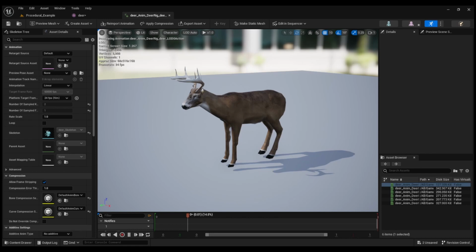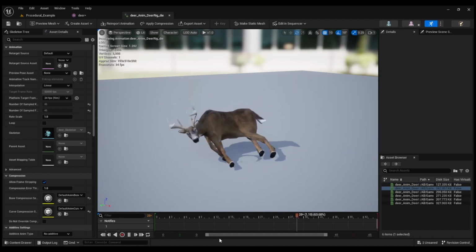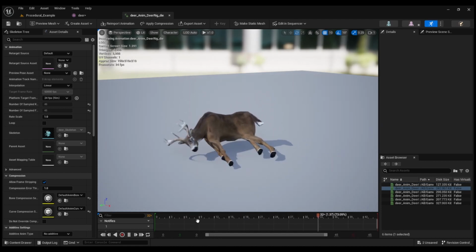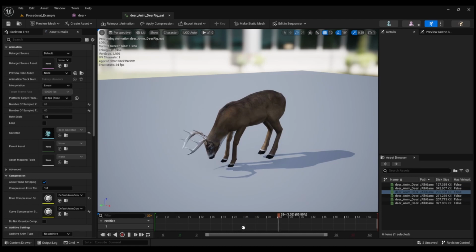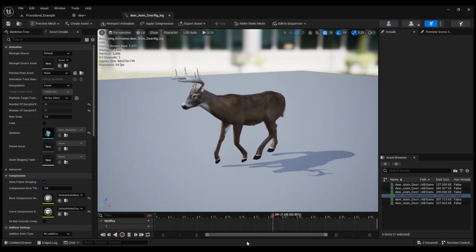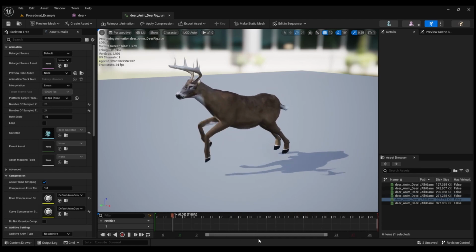At any rate, here's the animations. The deer dying, deer eating, 2 walk animations. The first one with the deer's head not bobbing, so it kind of looks unnatural. Not sure why that happened, but maybe they just forgot to animate that part of the skeleton when they were setting it up. And then they have the deer running.